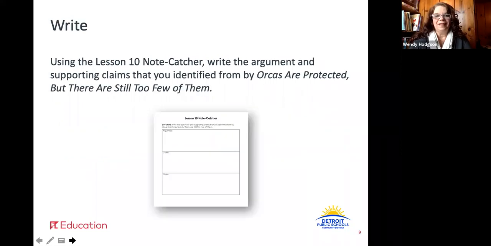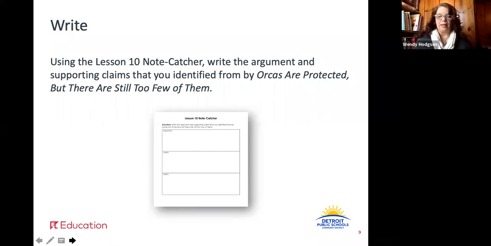Great. Welcome back. I'm going to have you take a pencil and find your lesson 10 note catcher, where we are going to write the argument and supporting claims that you identified from the article titled "Orcas Are Protected, but There Are Still Too Few of Them." So the argument really is that they're protected, but there aren't many of them.